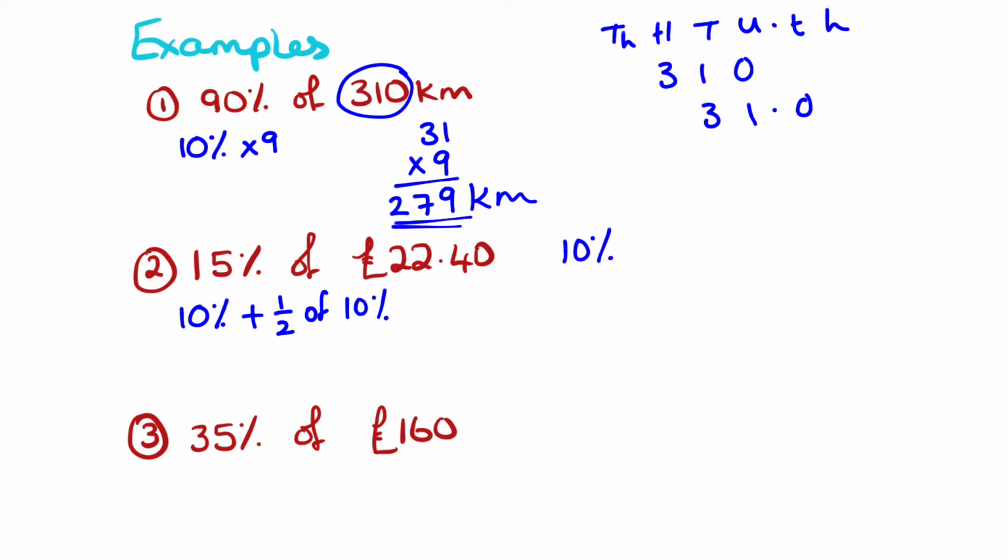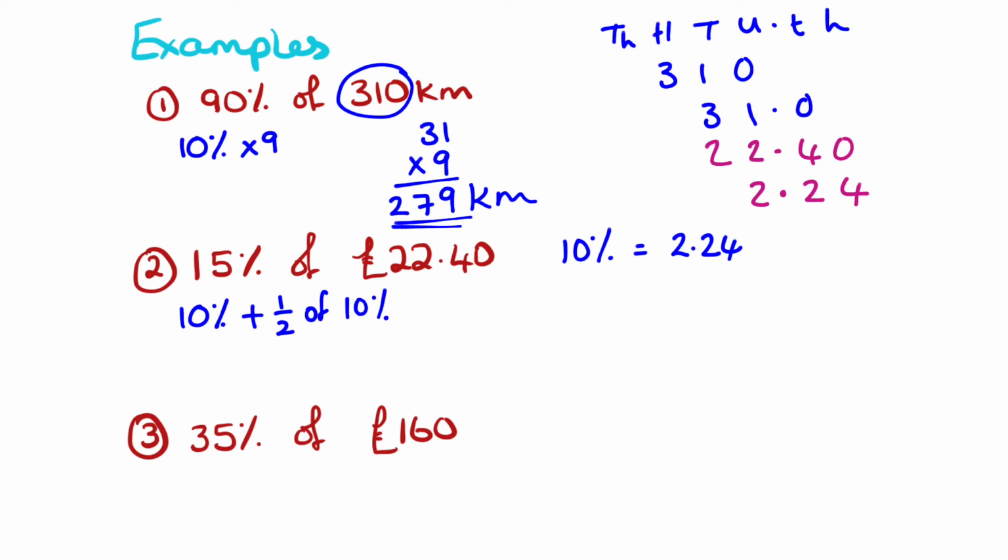So 10% of £22.40. Again, let's just use these columns. £22.40 would go there. 10%, dividing by 10, move everything to the right one column. So we get 2, 2, 4. We don't need the 0 on the end there, but we do need the decimal point. So £22.40, when you divide it by 10, is £2.24. So we can say 10% is £2.24.